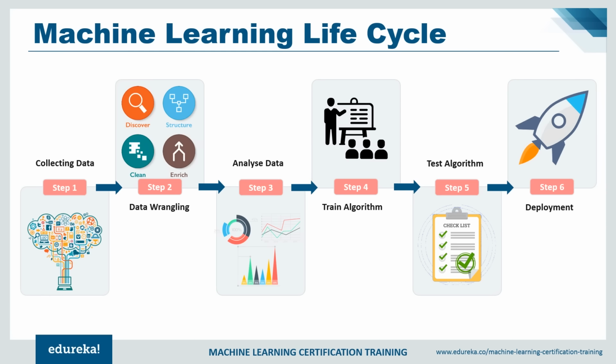Now let's have a look at the life cycle of machine learning. A typical machine learning life cycle has 6 steps. The first step is collecting data. Second is data wrangling. Then we have the third step, where we analyze the data. Fourth step, where we train the algorithm. The fifth step is when we test the algorithm. And the sixth step is when we deploy that particular algorithm for industrial uses.